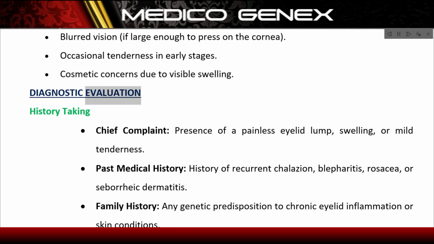Diagnostic evaluation. History taking. Chief complaint, presence of a painless eyelid lump, swelling, or mild tenderness. Past medical history, history of recurrent chalazion, blepharitis, rosacea, or seborrheic dermatitis. Family history, any genetic predisposition to chronic eyelid inflammation or skin conditions.